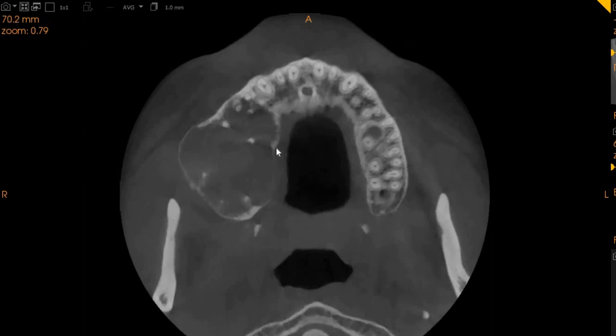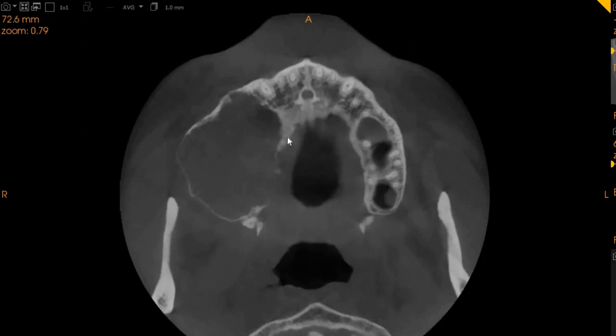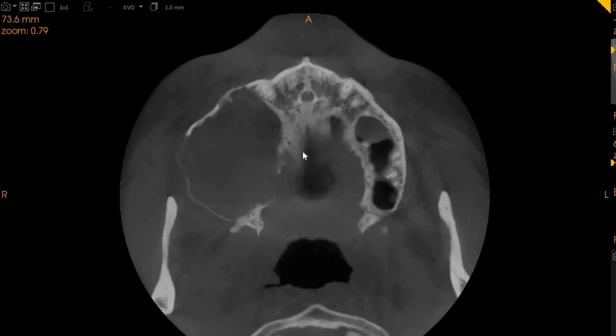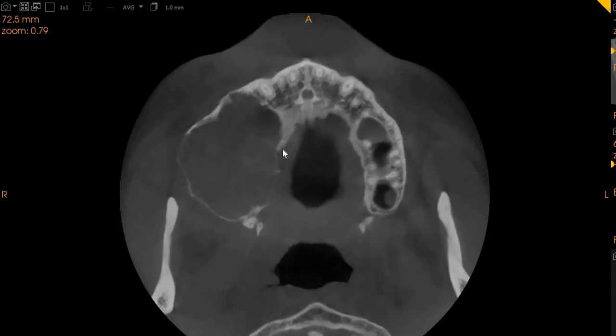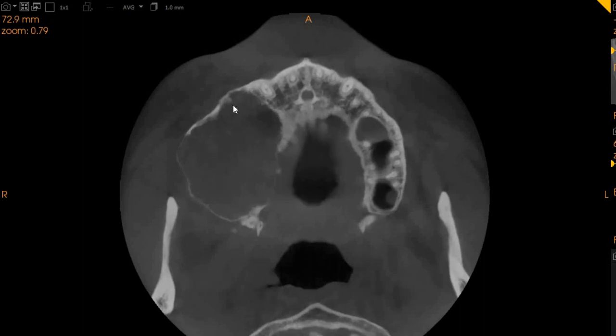This has the hallmarks of an ameloblastoma, but only a histopathological sample can confirm the diagnosis. It could be a giant cell lesion. It could be an ameloblastoma, multilocular ameloblastoma. You can see that there are specks of radio opacity here.